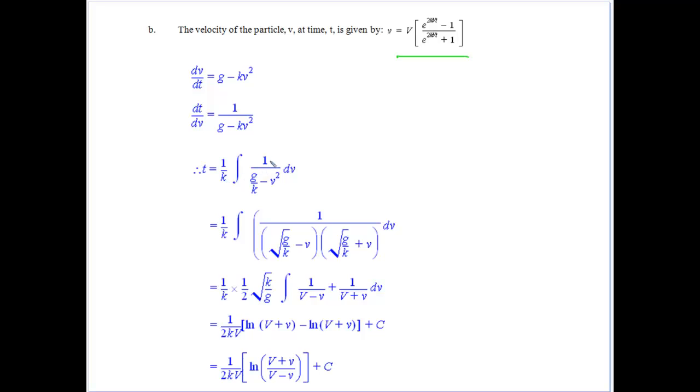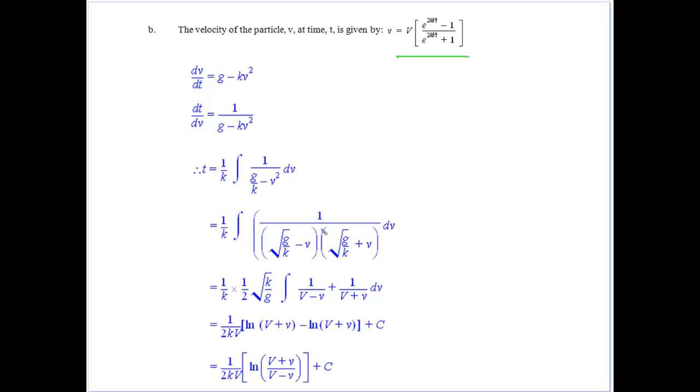And we need to get this to the point where we've got 1 over g on k minus v squared. Now, when we look at that, that can be broken up into two expressions. So it's a difference of two squares. So we get those two expressions now, which means that can become V, the square root of g on k, plus or minus v. So that's where the v's come from.